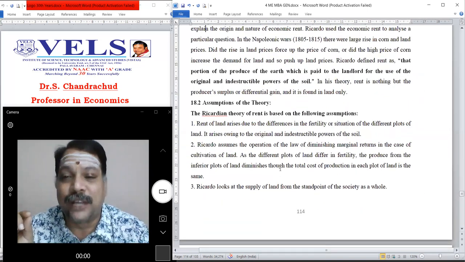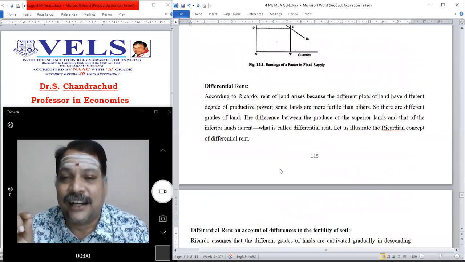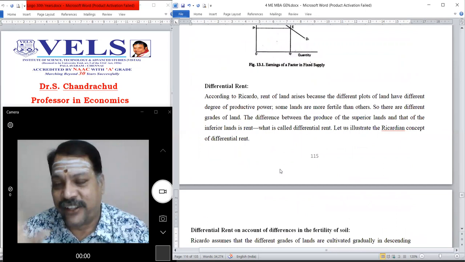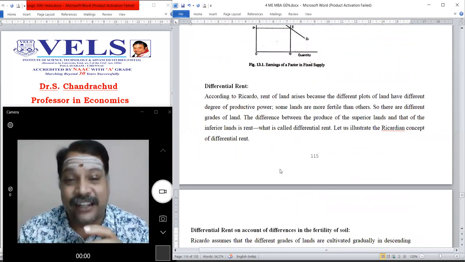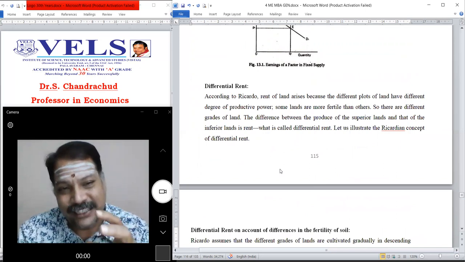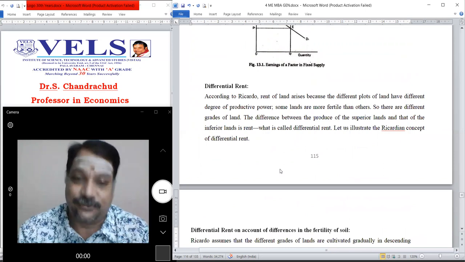Now let's move to the second factor, the differential rent. According to Ricardo, the rent of land arises because the different plots of land have different degrees of productive power.